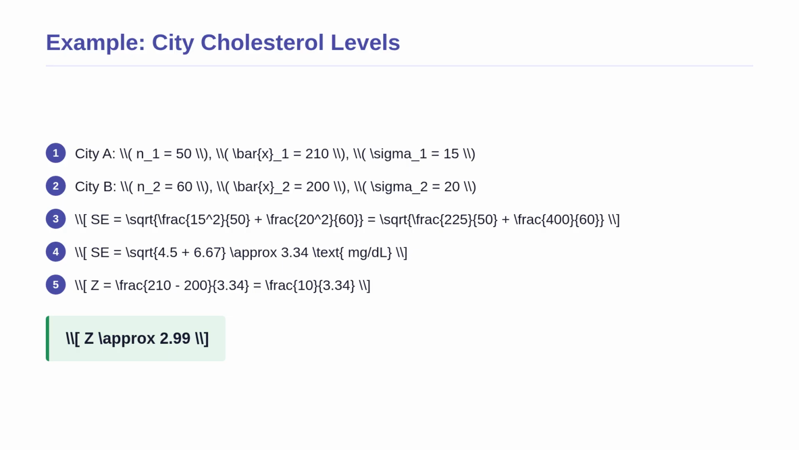First, we calculate the standard error. We square 15 to get 225, divided by 50. We square 20 to get 400, divided by 60. Adding these and taking the square root gives a combined standard error of approximately 3.34. Dividing the 10-point difference in means by this standard error gives a z-score of 2.99. Since this is greater than 1.96, the higher cholesterol in City A is statistically significant.